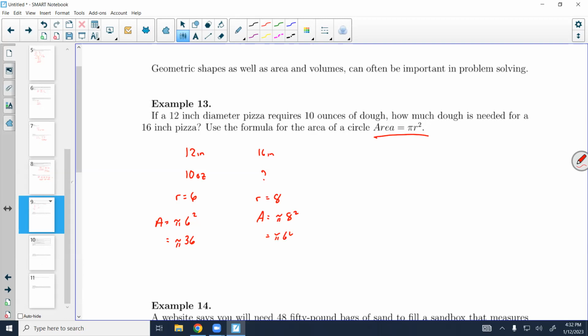8 squared being 64. Now, I know what you want to do. You want to go and multiply. I've got a button that says pi on it on my calculator, why don't I do that? Don't bother. And I'll show you why.